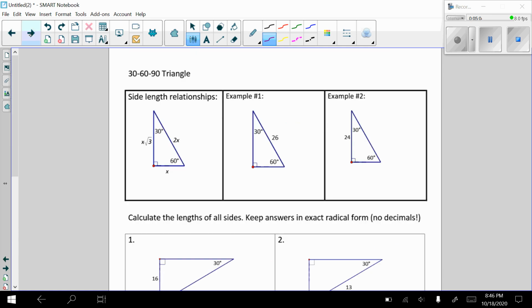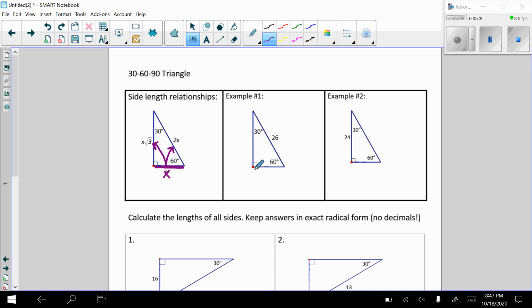The other special right triangle is the 30, 60, 90. So when I look at this triangle, I like to always highlight the short side, because the short side is always expressed as x. The hypotenuse is always twice as long as that side, so it's 2x. And the medium side, which is opposite our medium angle, is always going to be x times the square root of 3. So how does this work?